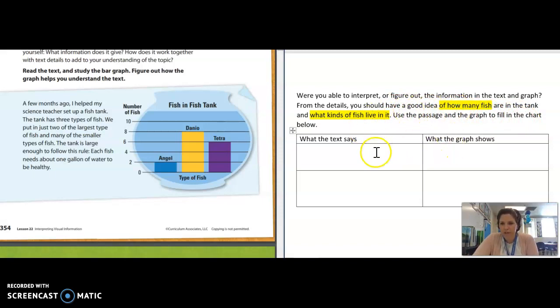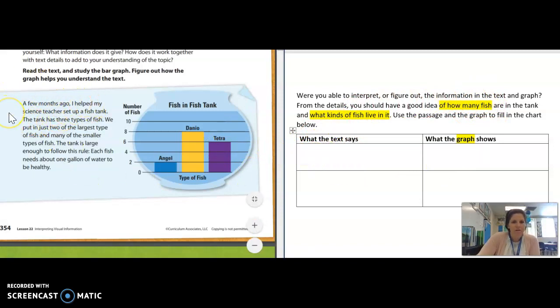Okay, so it looks like I've got two columns here, and in the first column it's focusing on what the text says, so details that I read actually in the article. And then this side over here is going to focus on that nonfiction text feature. In this example, it's a graph. It could be a diagram, it could be a picture, it could be something different, but in this text I see that it's a bar graph. So let's go through now. Again, we want to focus on how many fish and what kind of fish live in there.